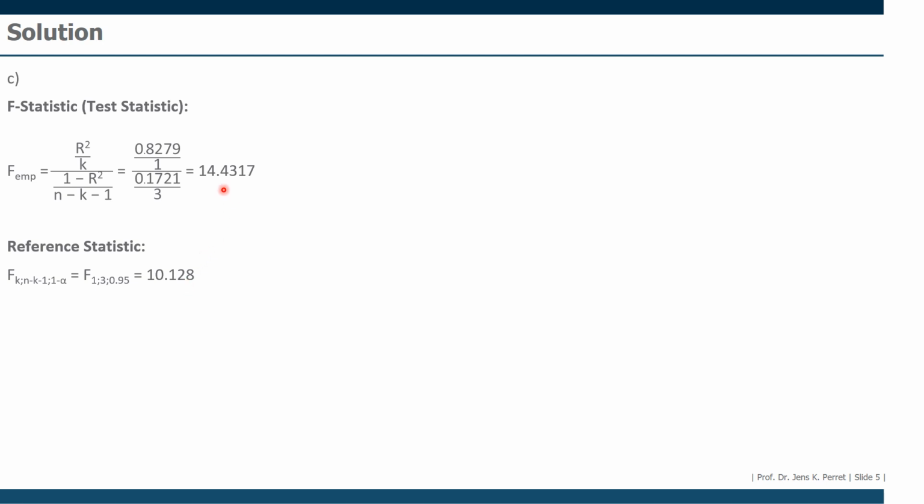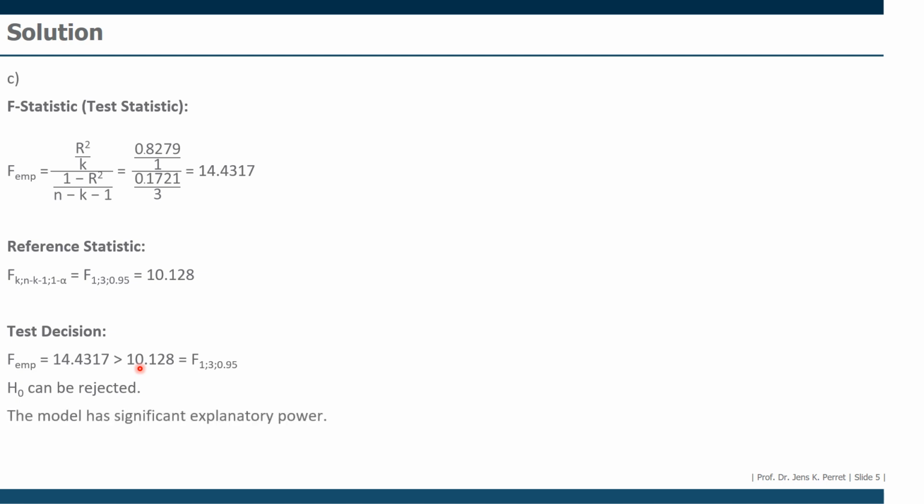That's our reference value. That's the value we're going to compare our test statistic to. That's what we do in a test decision. So here we see the test statistic is larger than the reference statistic. This means we can reject H0. H0 in the context of an f-test, in the context of regression, means that the model has no explanatory power. So if we can reject this, this means our model has significant explanatory power.